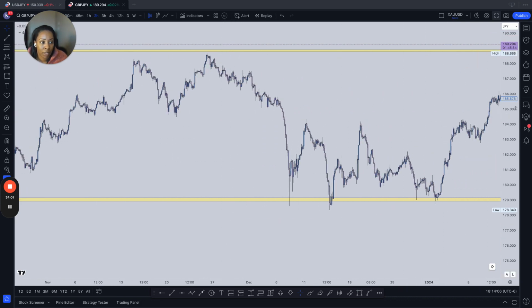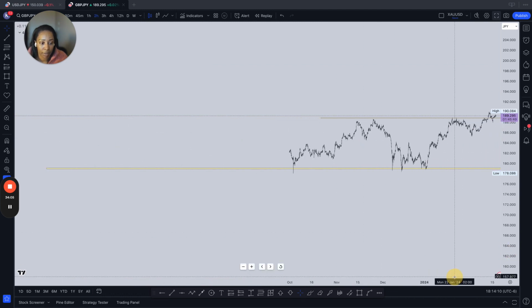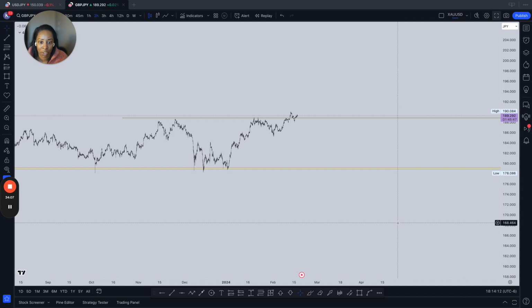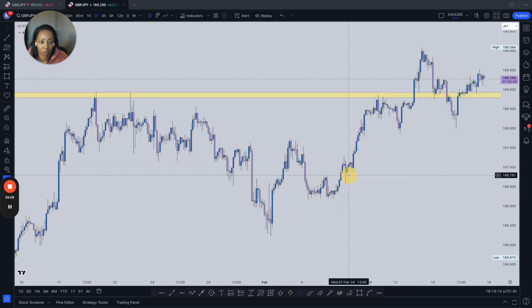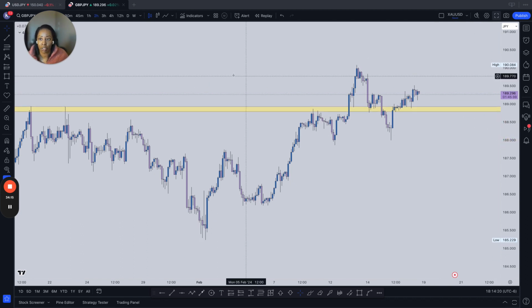So now let me minimize. I'm trying to make sure I got all my levels. Okay, yeah, that's the one I just did. Okay, great. So now what I typically like to do on these lower ones is draw out some intraday levels. Once again, an intraday level is a level on any time frame that's below the daily, those are going to be called intraday levels that you mark off.